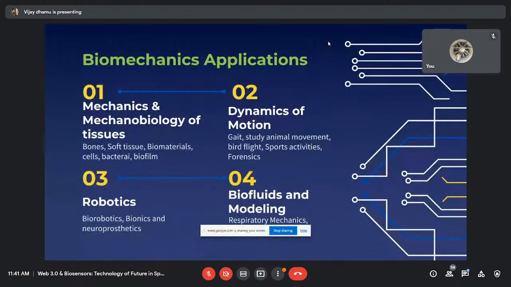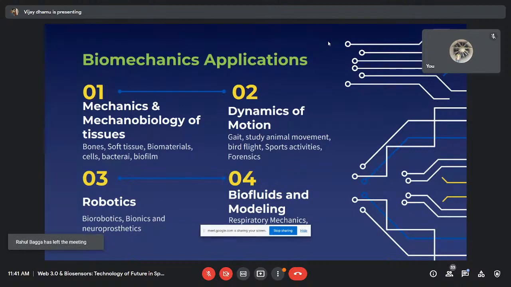And dynamics of motion. So that is what we, as sport biomechanics, mostly do. They study the gait. Some even study the animal movement, bird flight, sport activities. Forensics is in forensic biomechanics, where sometimes they study how the accident is caused, or how a bone was broken. All those things can be studied.